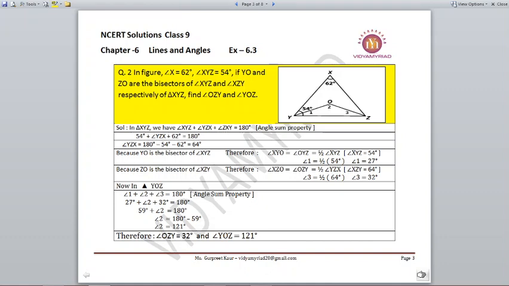Why we divided by 2 is because these angles are equal. They are the bisectors. Bisectors means that if a total angle is given, they will divide it equally between them.